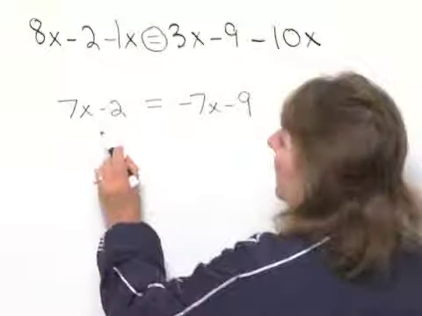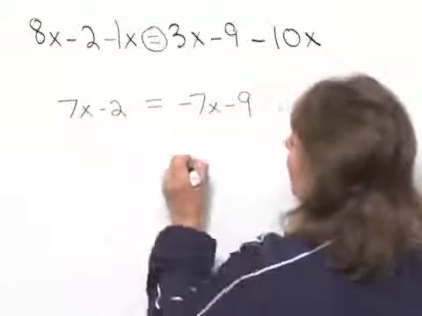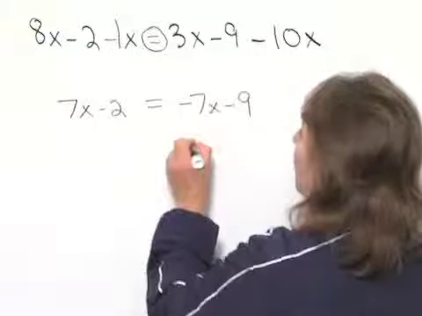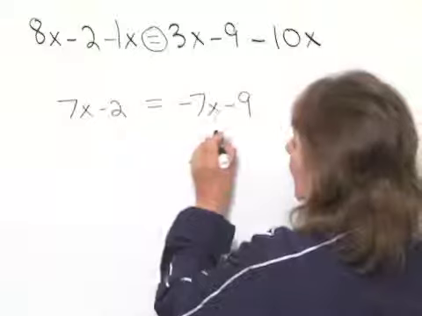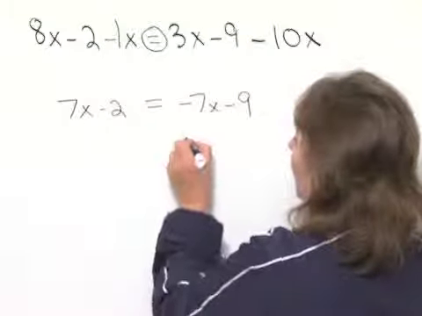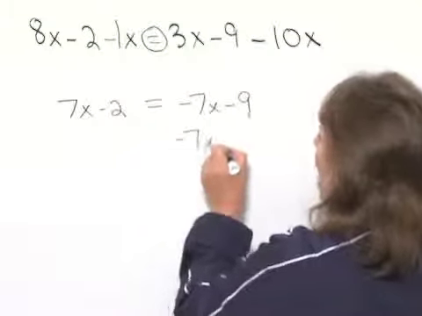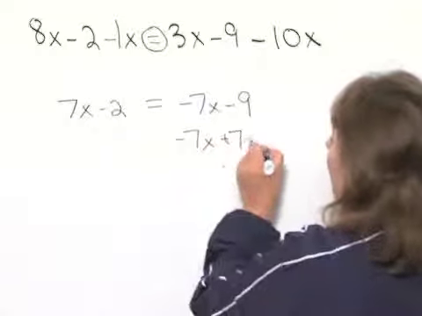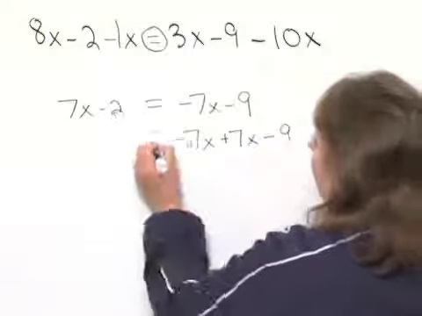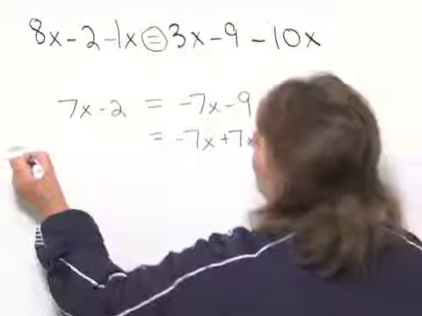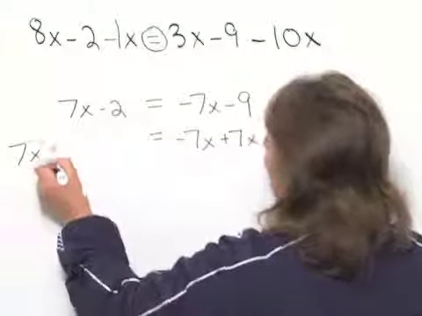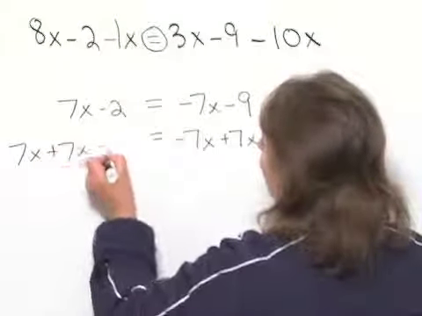Since most students like their x on the left side of the equation, I'm going to rewrite the problem and add 7x to both sides of the equation. So I have minus 7x plus 7x minus 9. And so on this side I have 7x plus 7x minus 2.